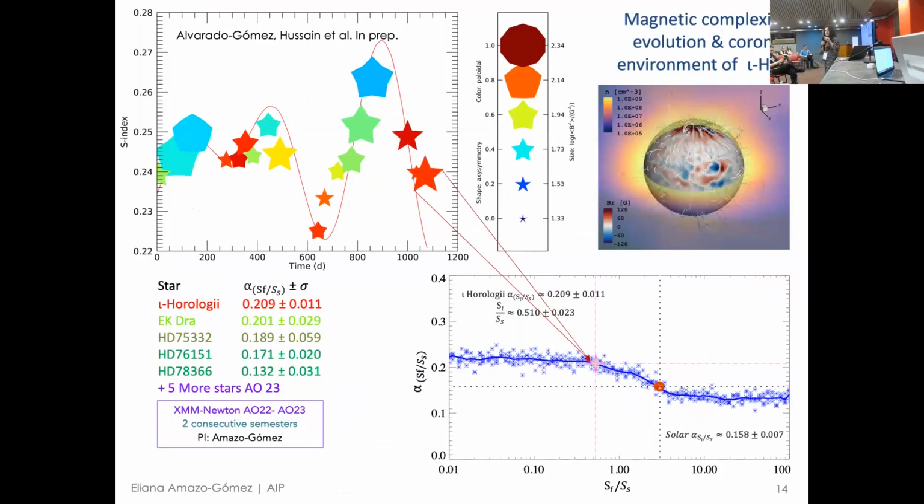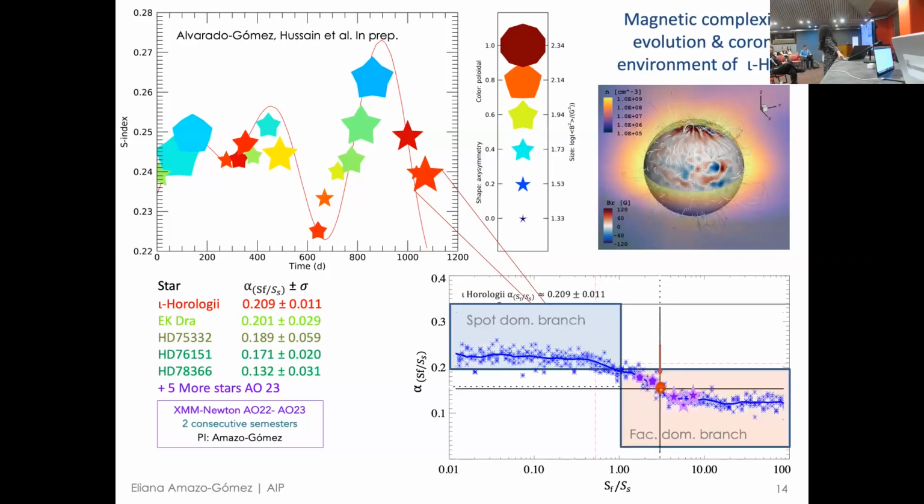Then Iota Horologii becomes one of the first stars in this part of the spot-dominated, facula-dominated diagram that we are analyzing. We have plenty of data. We will retrieve more information in upcoming papers, but the idea is that we will also observe more stars. We already got XMM time for following 5 more objects, and we are asking for more time in the next proposal for next year in XMM-Newton.